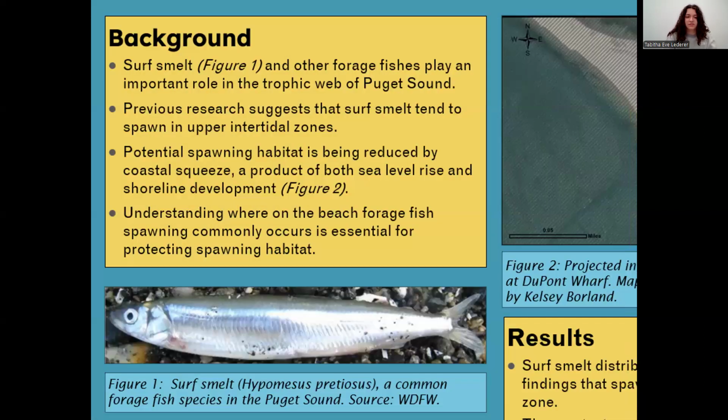Due to these combined issues and the importance of forage fish in the Puget Sound ecosystem, it's important that we get a better understanding of where on the shore spawning occurs so that their habitat can be better protected in the future.